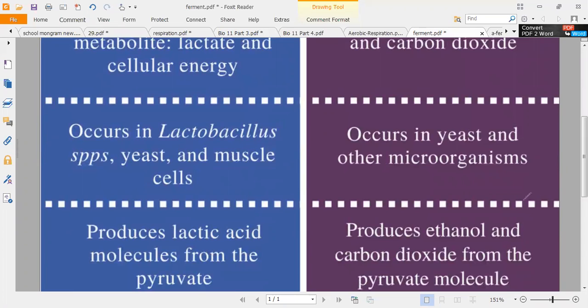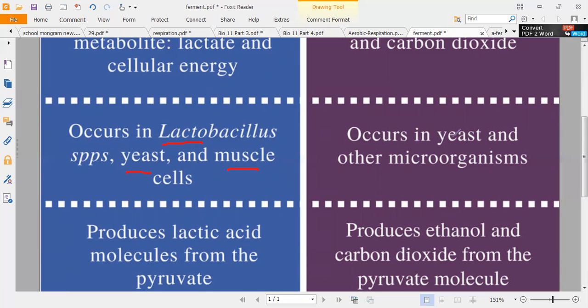Lactic acid fermentation occurs in lactobacillus, especially bacteria, some yeast, and in muscle cells of human beings. When we do lots of exercise, due to lack of oxygen, our muscle cells start to produce lactic acid, and due to accumulation of lactic acid in the muscles, we get muscle fatigue and our muscles get pain.